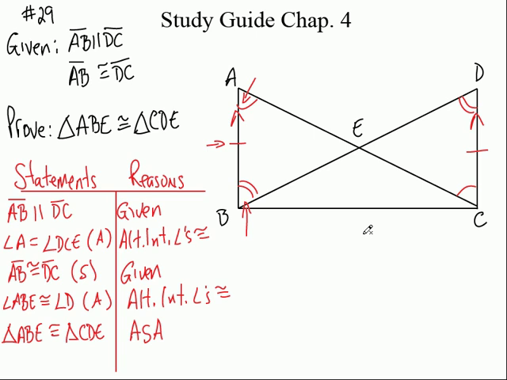Definition of midpoint, exactly. What if it says a ray or a line bisects an angle? What would you use to say those two angles are equal to each other? Definition of angle bisector. You with me? Okay, so think of those. Think of the definition things.